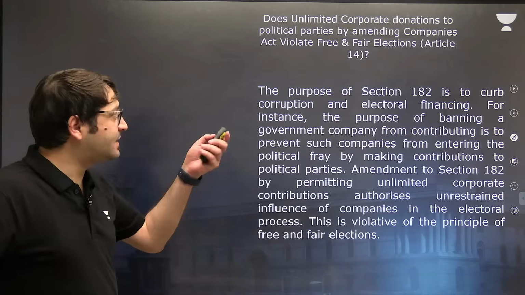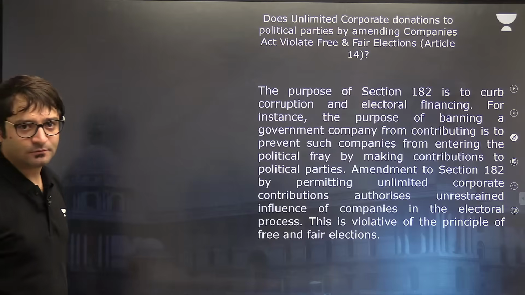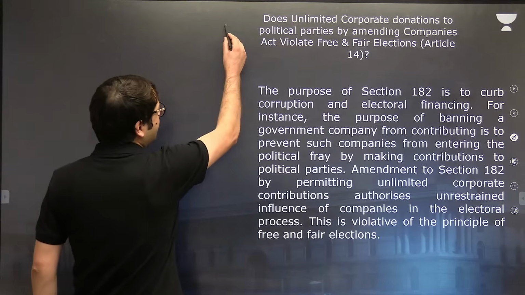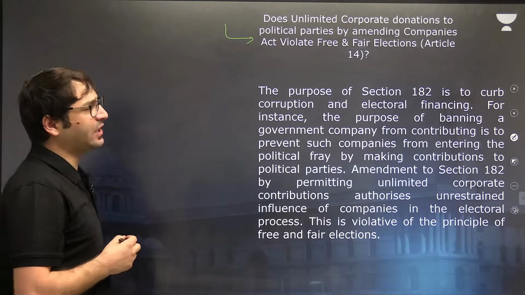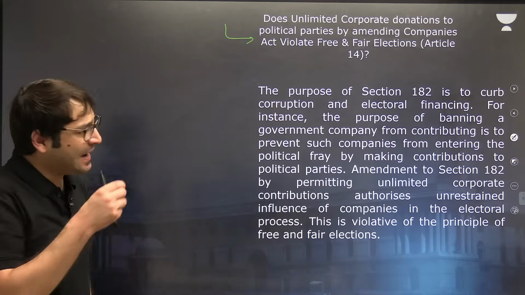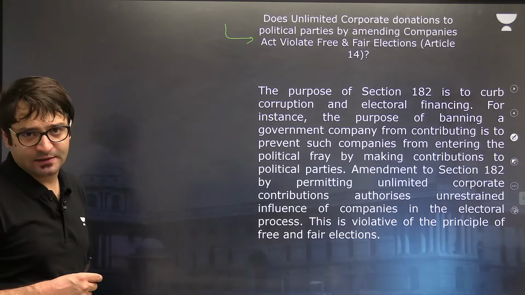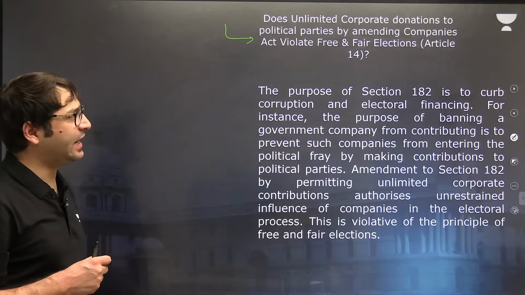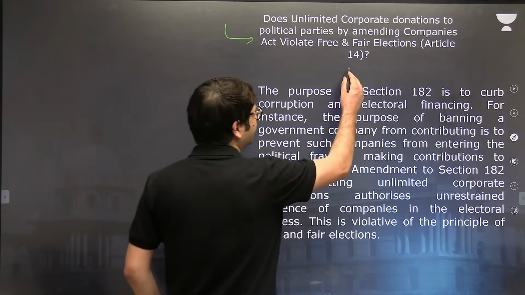Now the court had to answer the second question. Do unlimited corporate donations to political parties, by amending the Companies Act, violate free and fair elections under Article 14 of the Constitution?